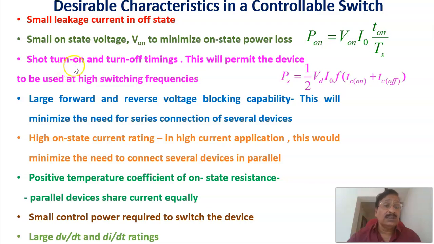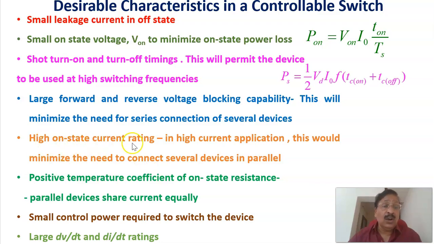Short turn-on and turn-off timings permit the device to be used at high frequency. If you reduce the T on as well as T off, for the same switching power loss, the frequency can be increased, so it can be operated at high switching frequency and the size of the filter requirement is reduced. Therefore, large forward and reverse voltage blocking capability will minimize the need for a series connection of several devices.